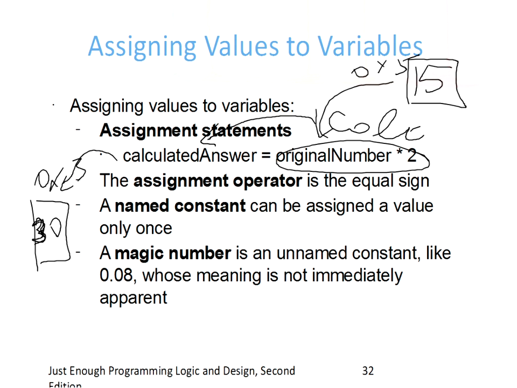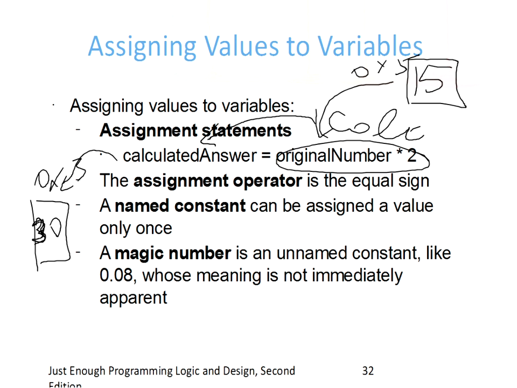So the assignment operator right now is an equal sign. When we're talking about a constant value or a named constant value, we can only assign a value once. So after we assign the value, you can't change it. You cannot change it. What's a magic value? A magic value is an unnamed constant like 0.08.